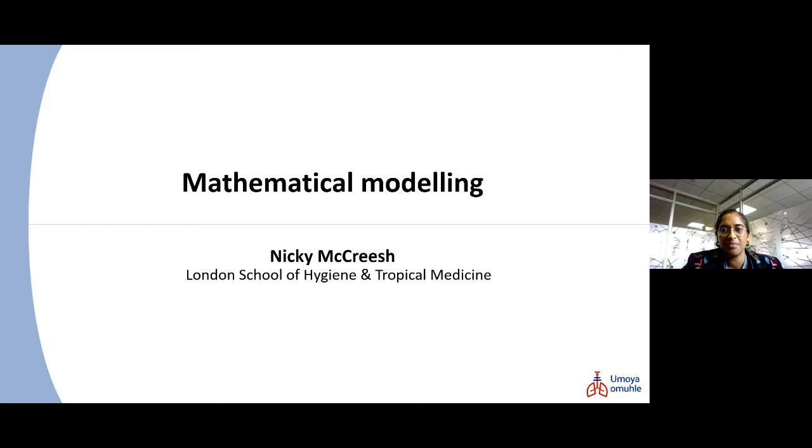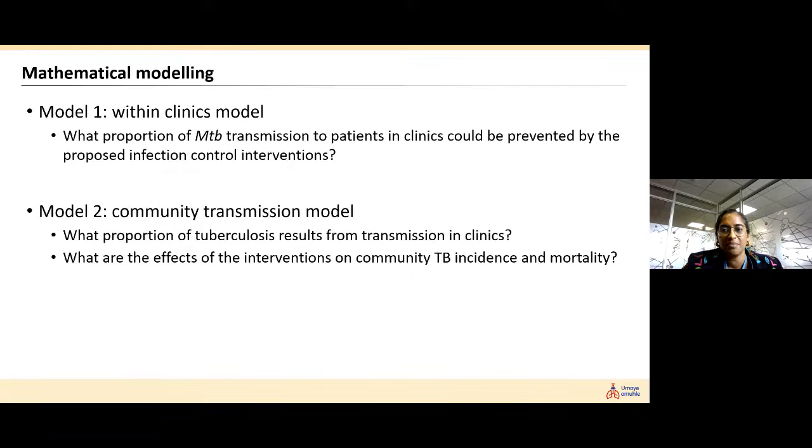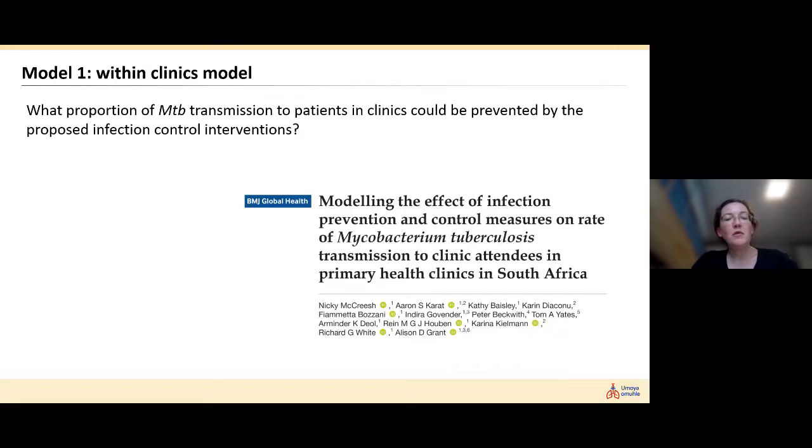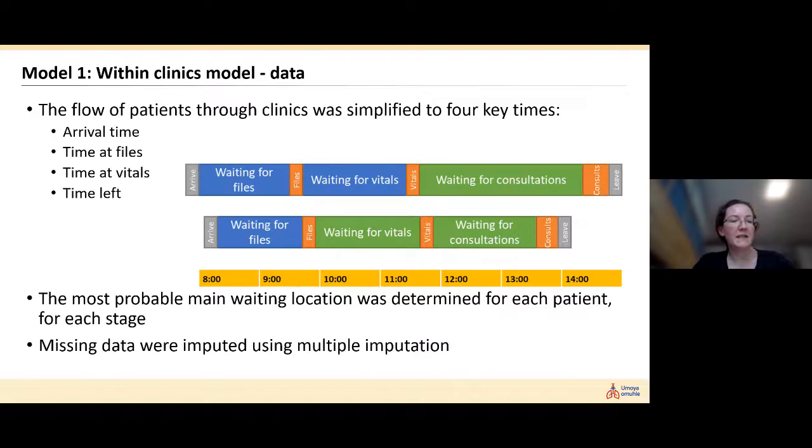Thanks. So Indira has explained how we came up with a set of proposed interventions. I will now explain how we estimated their potential effects. And there are 2 mathematical models using this component of work, which I'll go through in turn. So firstly, I'll address the question, what proportion of MTB transmission to patients in clinics could be prevented by the proposed infection control interventions? The backbone to the model used to address this question was the patient flow data.